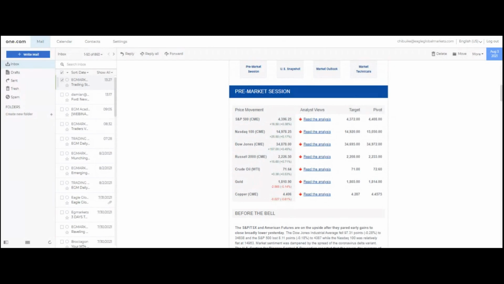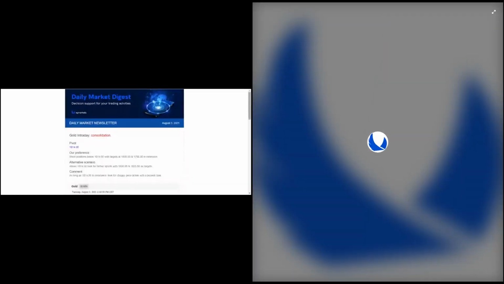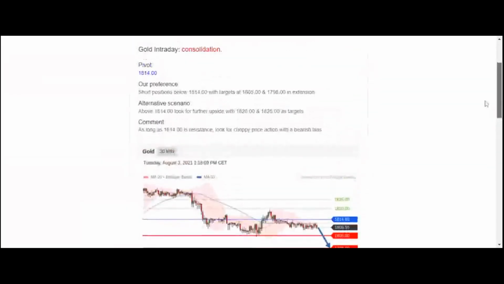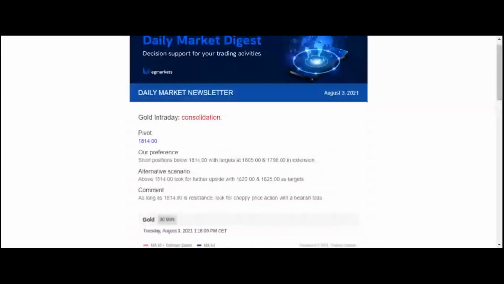All you need to do is when you come to the pre-market session, you can click on read the analysis. It will open another tab for you. So let's check the other tabs and see what we have on gold and crude oil. I want to look for one that has clear direction so we can take that trade together like we did with S&P 500. Gold is also in consolidation. Oil has a direction it should move to, which is the downside. So let's look at oil.